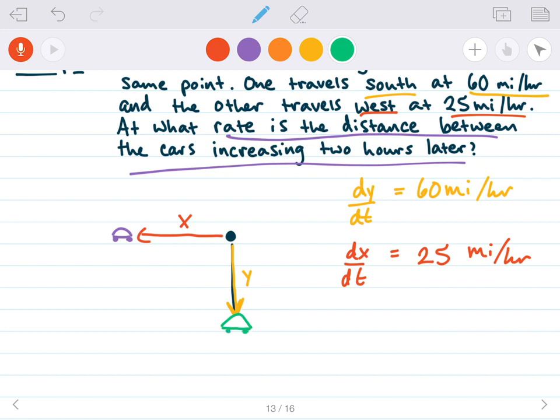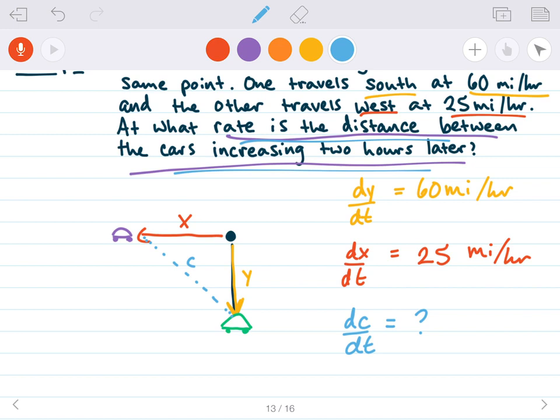And what we're trying to see is the distance between these two. So this is the length between those 2 cars. And we're looking for the rate, okay? The rate of that distance. So if I call this distance c, what this is asking for is dc dt. It's asking for the change in the distance between the cars with respect to time. So we're looking for a rate.